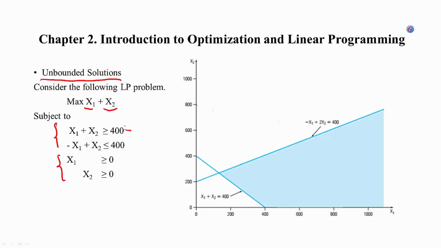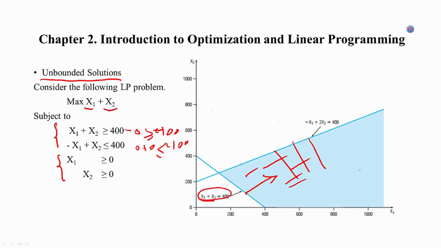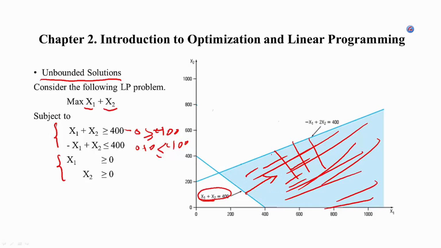The first constraint is plotted right here. If we put 0, 0 in this constraint, 0 is not greater than 400, so the constraint is this way. The points in this area are the feasible points for this constraint. Then the second constraint says minus x1 plus x2 is less than 100, and this is the line we have. Let's put 0 and 0, and you see 0 plus 0 is less than 100. So the feasible points are this area, and the intersection of these two constraints gives this feasible region.